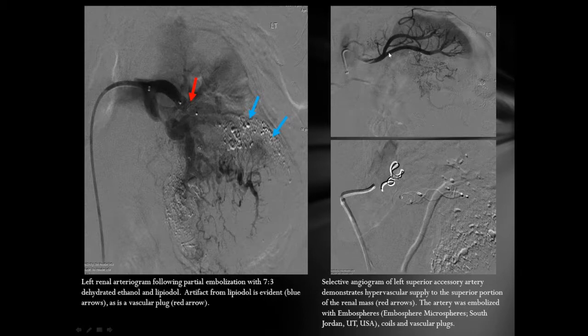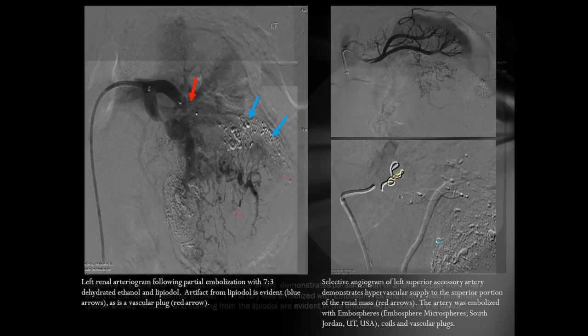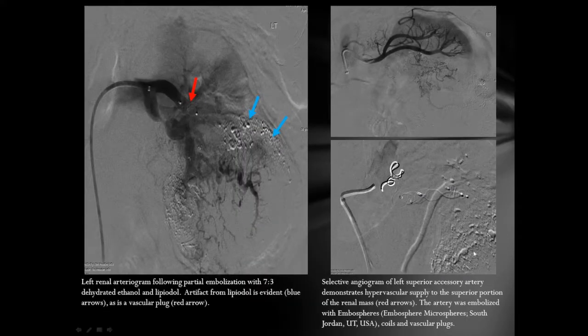Following that, the upper pole accessory renal artery was catheterized, and you see a little bit of residual supply to the tumor here, as well as the normal kidney. This is a superior capsular branch. On the final image, after embolization of the upper pole branch, see some more staining of the lipiodol. There are Amplatzer vascular plugs in the main renal artery, coils in the upper pole branch.